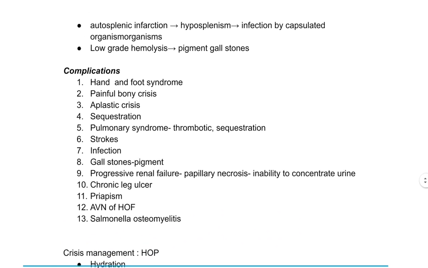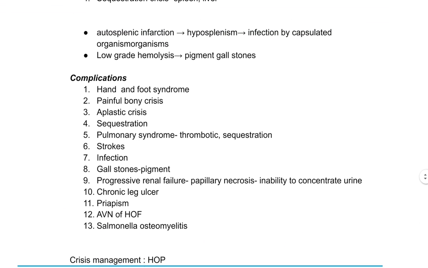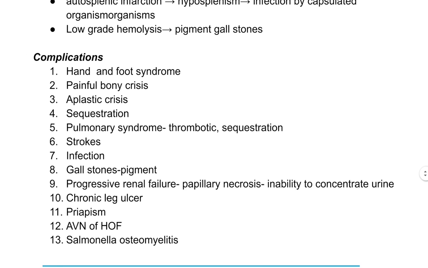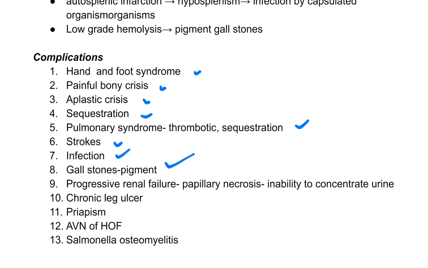Now, as a whole, what are the complications of sickle cell anemia? Already said: hand-foot syndrome, painful bone crisis, aplastic crisis, sequestration crisis, pulmonary syndrome like thrombotic or sequestration, stroke, infection, gallstone, pigment formation. These are the list of complications that may occur in a patient with sickle cell anemia. And progressive renal failure is actually due to papillary necrosis from intrarenal thrombosis or infarction, and it leads to inability to concentrate urine.